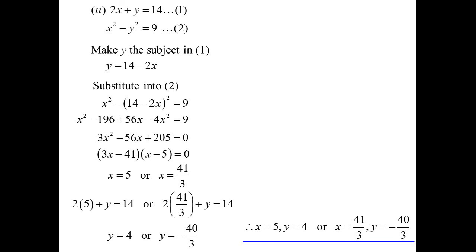Still a number. Now we have to substitute back in, and when we do that, we get 2 possibilities. Now, there's no way in the world I'm going to leave my answer like that, because leaving it like that actually implies there are 4 solutions, because I could match any x with any y and so on. So I need to be very clear about my solution. There are only 2 possible solutions. When x is 5, y will be 4. And when x is 41 on 3, y is minus 40 on 3.